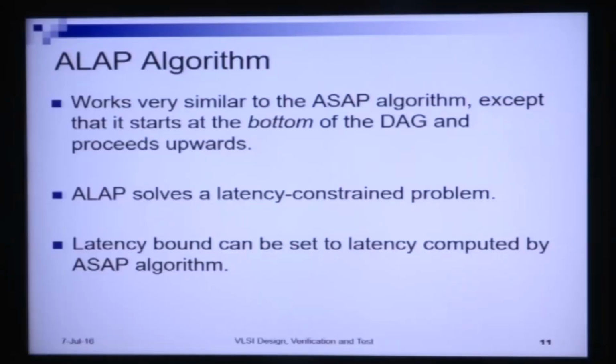Now, a similar algorithm is the ALAP algorithm. How is it different from ASAP? ASAP stands for as soon as possible schedule. ALAP correspondingly has the name as late as possible. It works very similar to the ASAP algorithm, except that it starts at the bottom of the DAG and proceeds upwards. ALAP solves the latency constraint problem, and we can give any latency bound that is suitable to us. Obviously, we can give the latency bound that has been computed by the ASAP algorithm. For example, in the previous ASAP schedule we had obtained a latency bound of 4. So if we use the same latency bound 4 and apply it to the ALAP algorithm, we will obtain something like this.